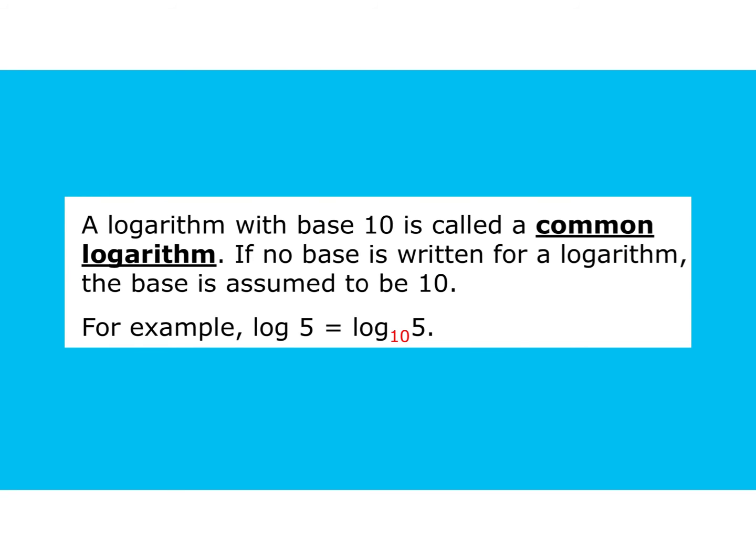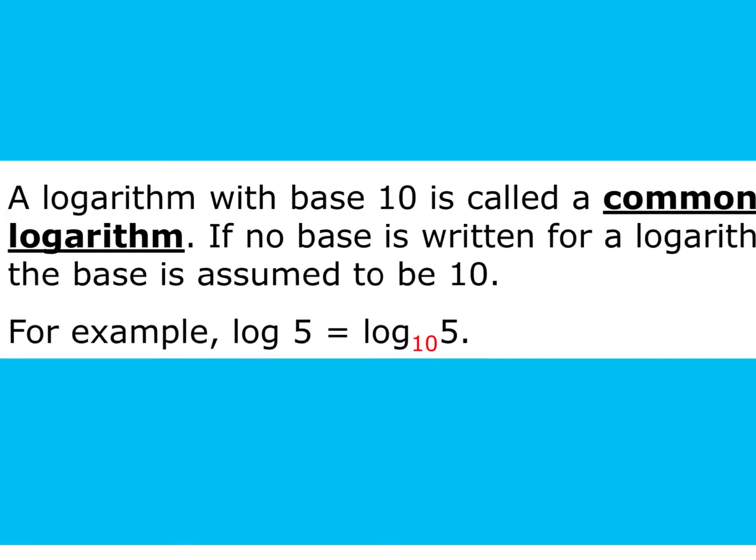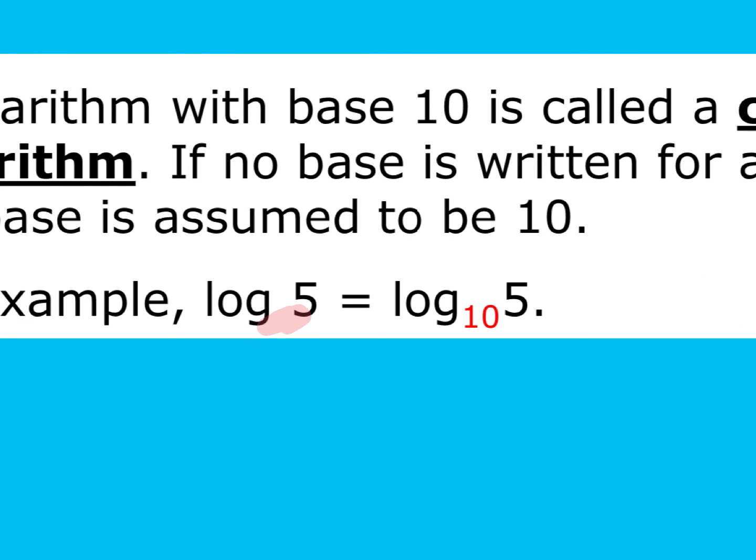So next it says a logarithm with base 10 is called a common logarithm. If no base is written for a log, the base is assumed to be 10. So it's kind of like when we have the square root and we assume that our index is 2. Here, if we don't have anything written down, that base is 10.